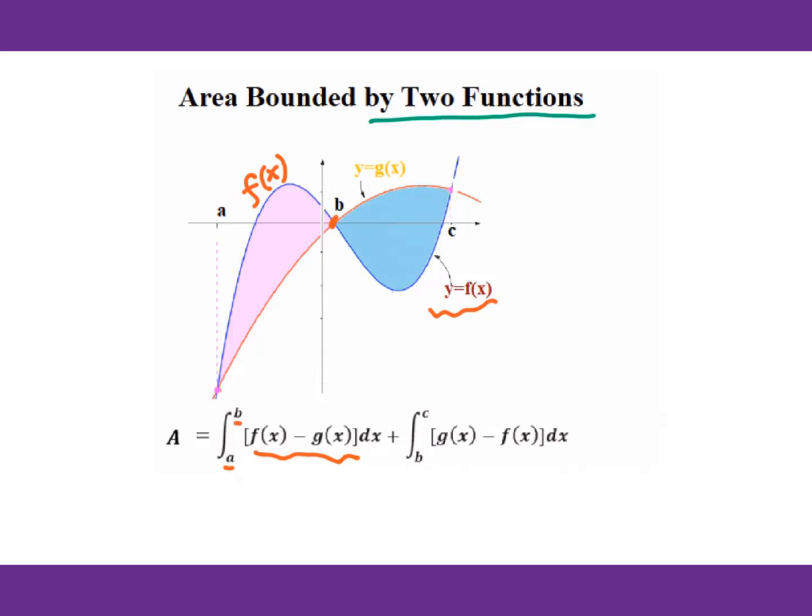From b to c, we do know that g of x is above f of x. So we take the definite integral of g of x minus f of x from b to c. Then we add these numbers together. You will get the area bounded by two functions.